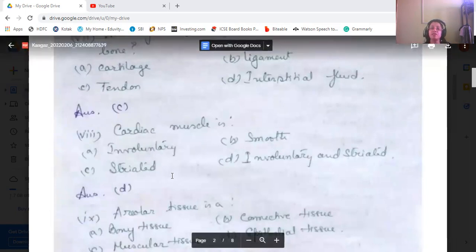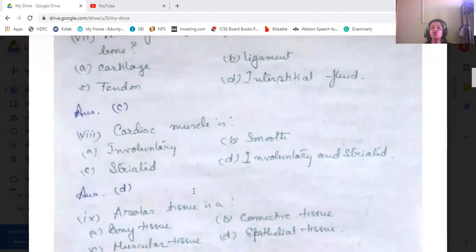Then, cardiac muscle is involuntary, smooth muscles, striated muscles, or involuntary and striated. The D option is correct because cardiac muscle is involuntary as well as striated. Okay, generally striated muscles are voluntary, whereas unstriated muscles are involuntary. But in case of cardiac muscle, the muscle is involuntary as well as striated, not unstriated, but striated. So the D option is correct.